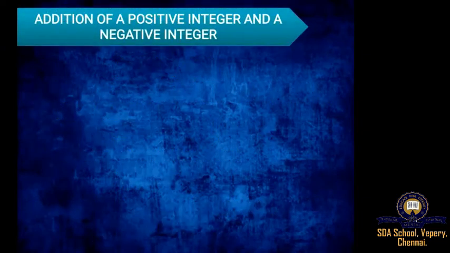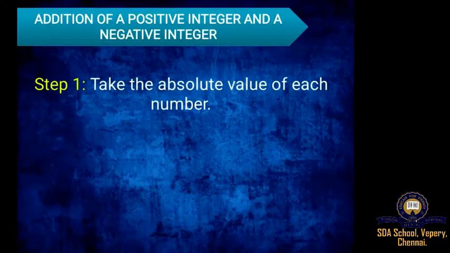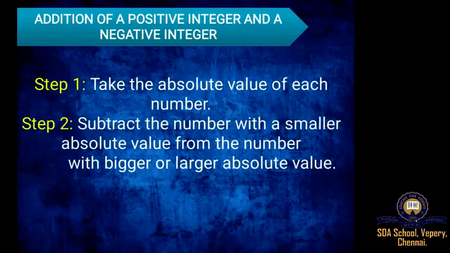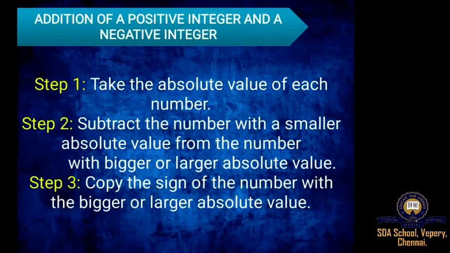Next is addition of a positive integer and a negative integer. First we have to take the absolute value of each number. Then we have to subtract the number with a smaller absolute value from the number with a bigger or larger absolute value. Next, in step 3, we have to copy the sign of the number with the bigger or larger absolute value.